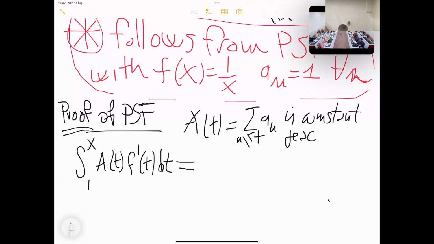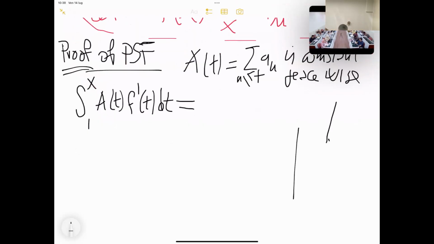piecewise, in the sense that if we have to draw a graph of a of t, it would be constant on integers. On stretches, it would be constant on stretches of length 1. So this is what I mean by piecewise.